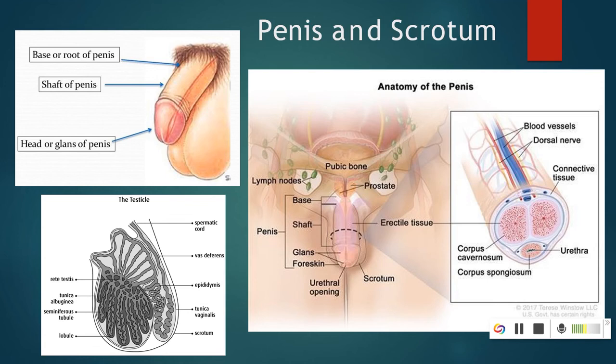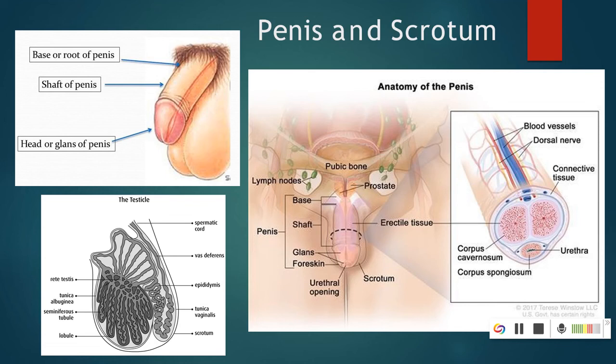You can see this slide of the cross-section of a testicle, seeing the spermatic cord, the vas deferens, the epididymis, tunica vaginalis, the scrotum on the outside, the right testes, the tunica albuginea, seminiferous tubule, and the lobules on the inside.